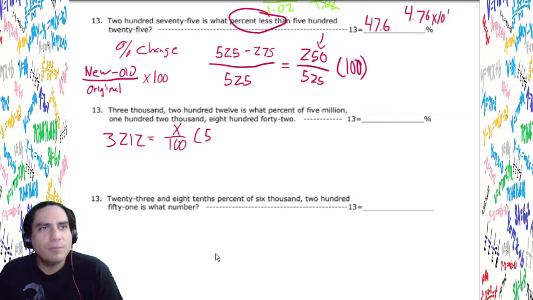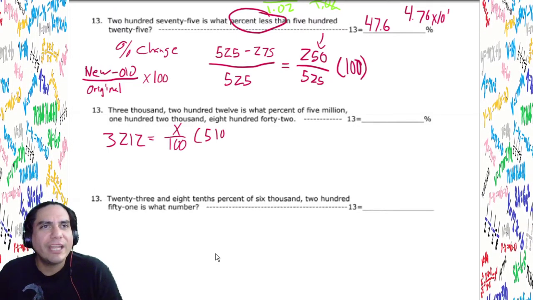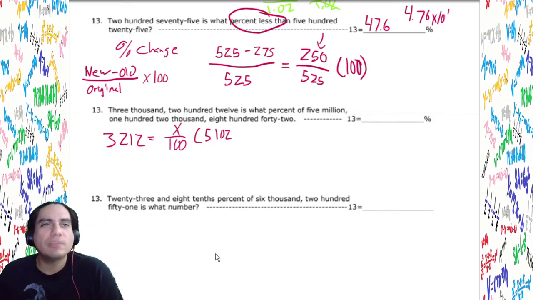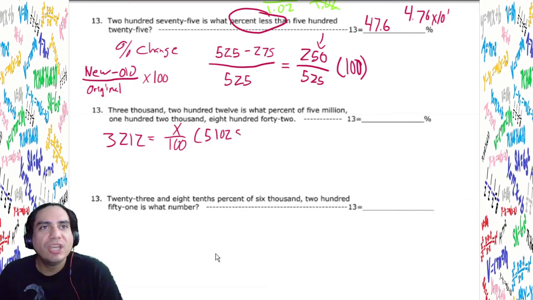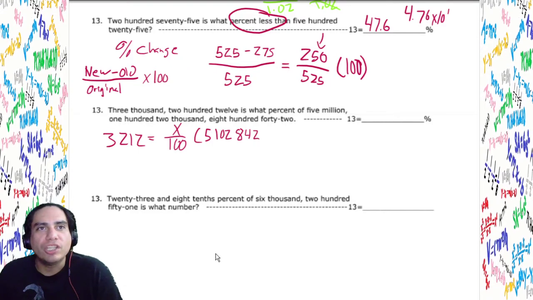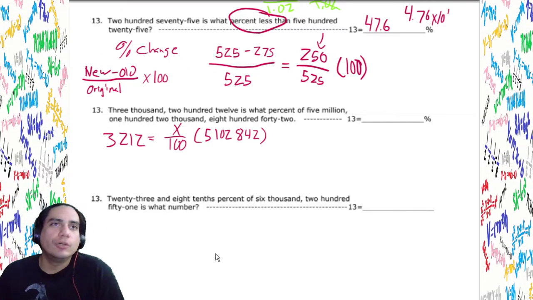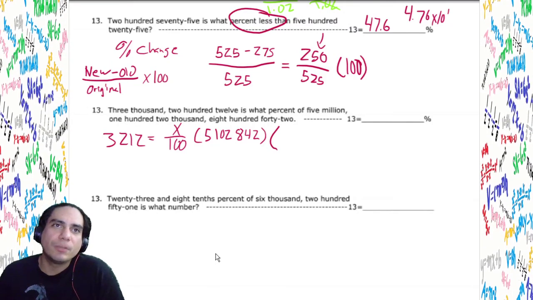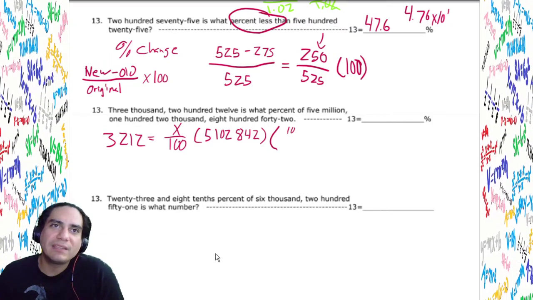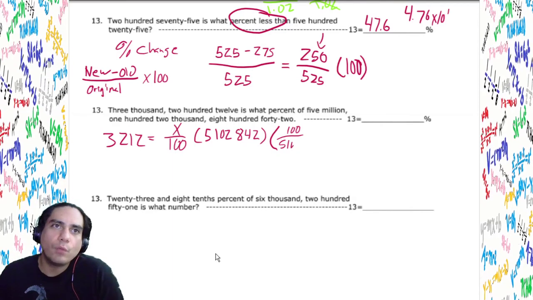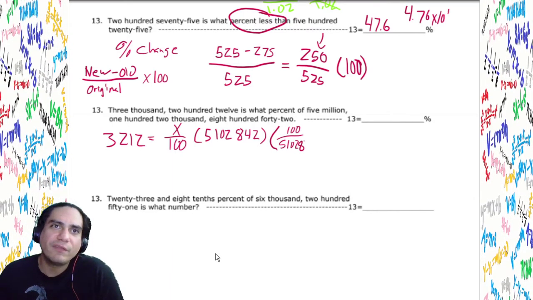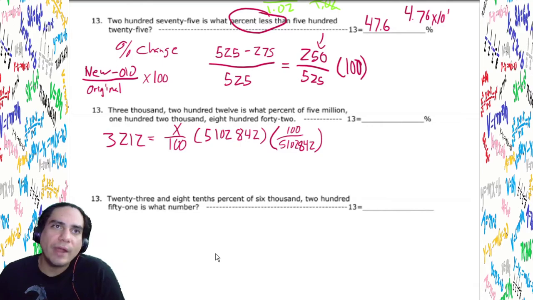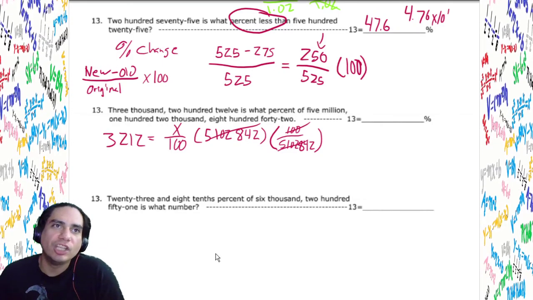So, 5,102,000. Now, this is where those commas come into play. If you want to write those commas, 842. All right here. So easiest way to do this problem, we multiply both sides by the reciprocal. That means we're going to multiply this by 100 over 5,102,842. And whatever you do on the right, we surely are going to do on the left.